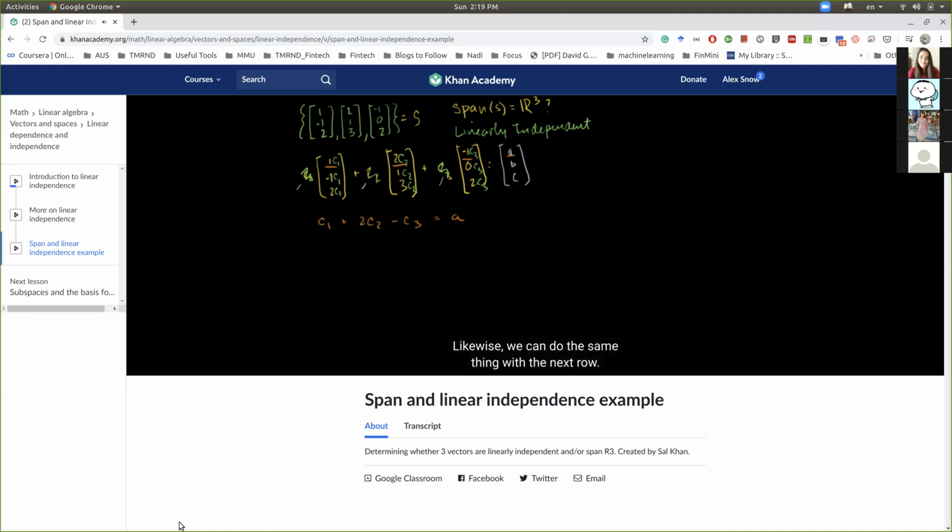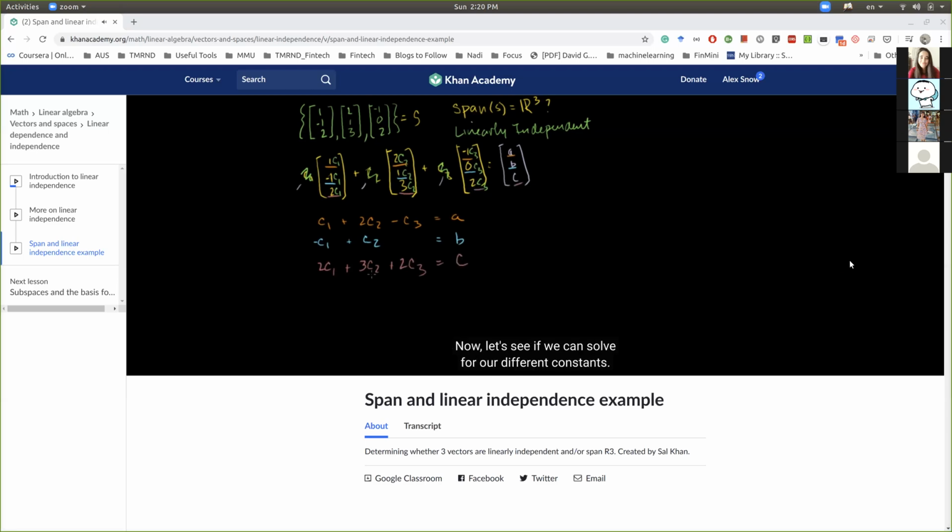Likewise, we can do the same thing with the next row. Minus C1 plus C2 plus 0 C3 must be equal to B. So we get minus C1 plus C2 plus 0 C3, so we only have to write that, is going to be equal to B. And then finally, let's just do that last row. 2C1 plus 3C2 plus 2C3 is going to be equal to C right there.